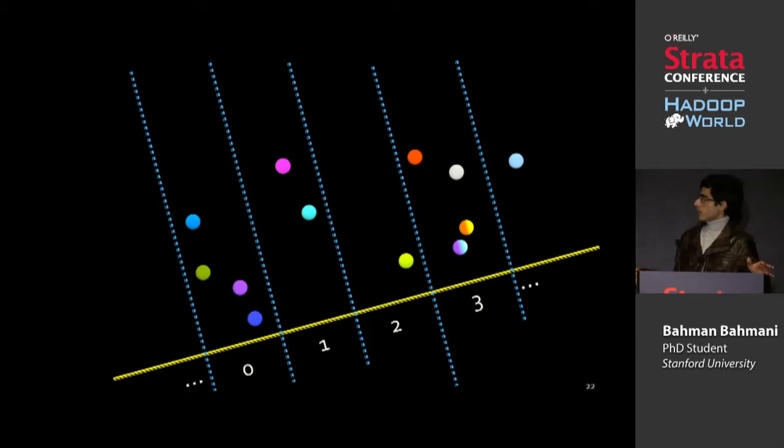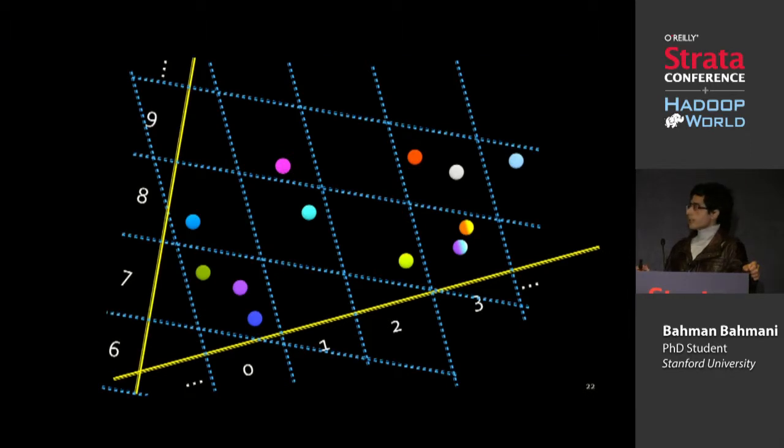And each of these objects gets mapped to the ID of the stripe. Like these objects get mapped to 0. These objects get mapped to 1, and so on. But we don't do this just once. We do it multiple times. Like here is a second time. So we pick another second line. We do these partitions. And now each of these cells is a bucket.